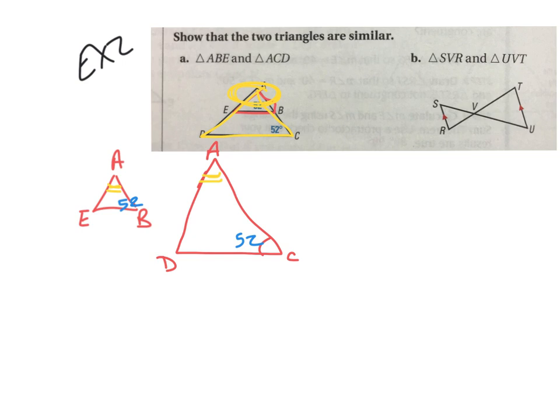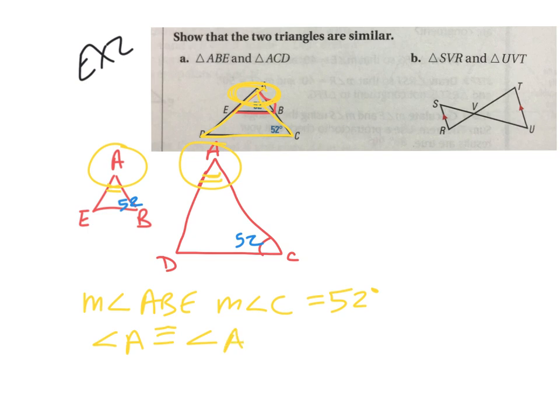So it says to show that the two triangles are similar. So you can say the measure of angle B and the measure of angle C both equal 52 degrees, because we know that, right? You could have also said just angle B and angle C equal 52 degrees. So that's the first thing we know. And then we know that angle A is congruent to angle A, right? Yeah. So because of those two things, we can actually say that these two triangles are similar.